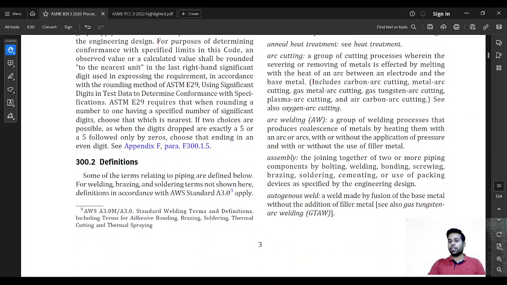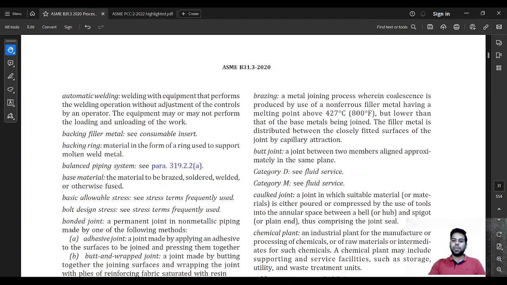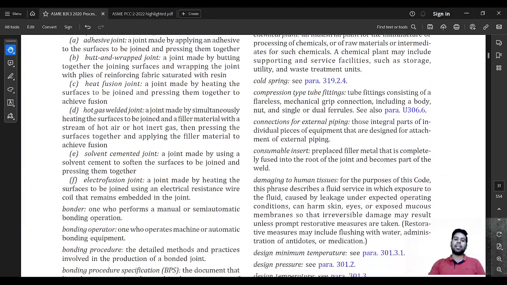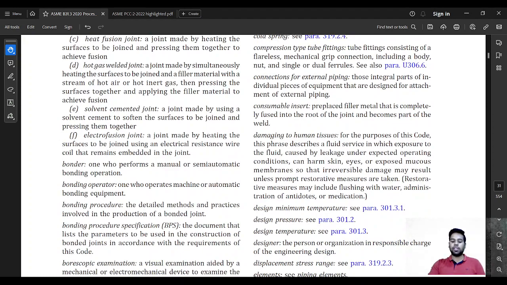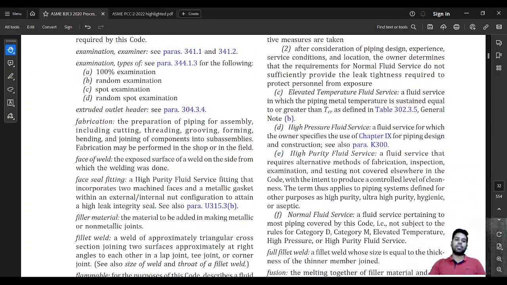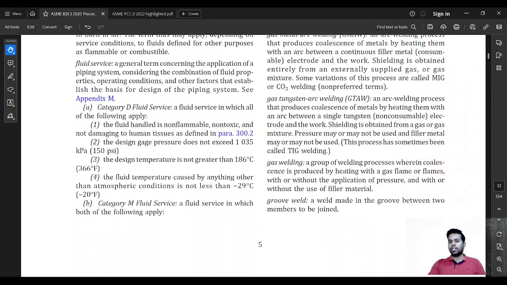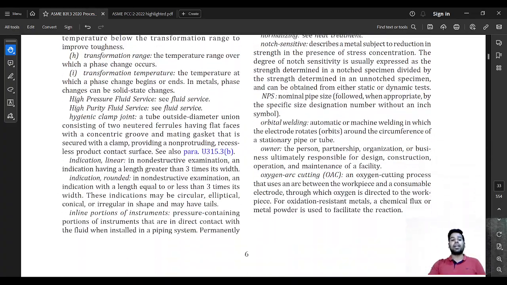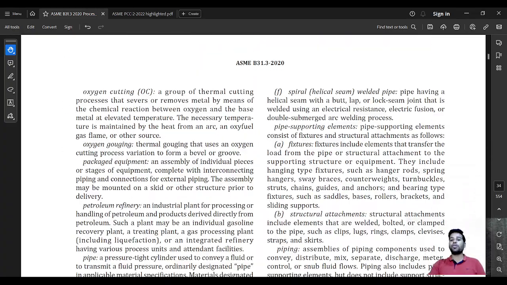Then there are definitions. So definitions are basically self-explanatory. It has to be read once, but it is very self-explanatory. If you have any idea about the piping system, you'll generally understand what these definitions are. There is a huge paragraph for these, but read this once. No need to remember all of these things, but yes, these are very general definitions that are going to be used throughout this code.